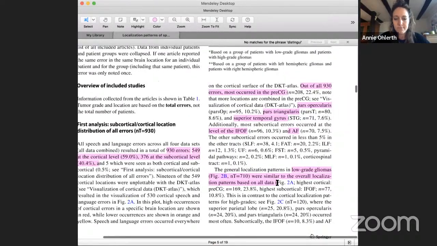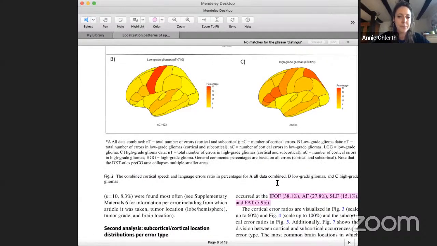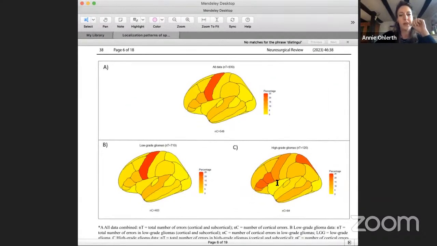The analysis, that's it for it. This is one of the more crucial figures, showing that if we take the entire data, the panel in A, that's the pattern where we have the highest percentage of errors showing up in the precentral gyrus, also the STG. And that's very similar to what I alluded to earlier, the low-grade gliomas, so the less aggressive tumor types, in B on the left.